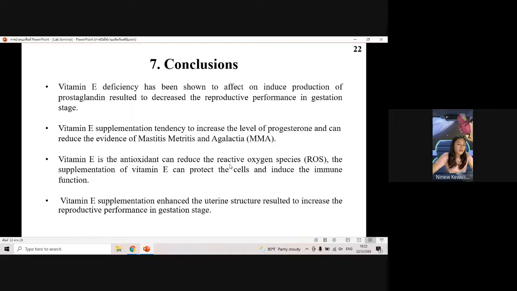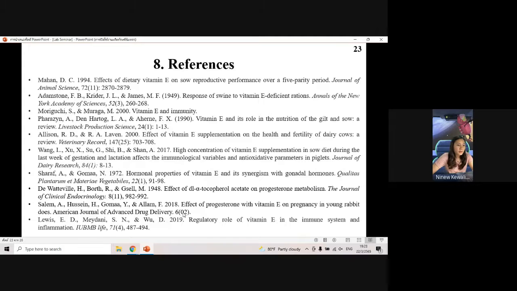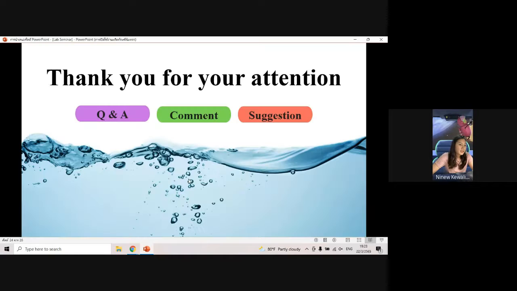It can reduce reactive oxygen species, and vitamin E supplementation can protect the cell and induce immune function, and it can enhance the uterine structure, resulting in increased reproductive performance in the gestation stage. This is my reference, and thank you for your attention.